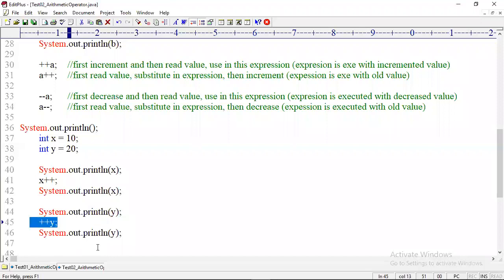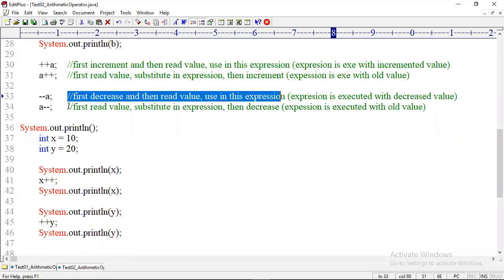Post-increment and pre-increment. Is my question understood? If I write x plus plus, one value is incremented. If I write plus plus x, also one value is incremented. So where is the difference? Either you take post-increment or pre-increment, there is no difference in the next line. In the next statement, if you read the x value, you will get the increased value.